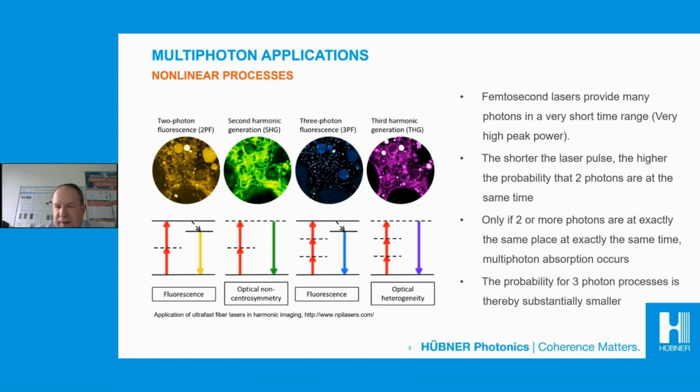Which means the probability increases if you have a shorter pulse duration. And only if you have the photons at exactly the same time, at the same space, you get the multiphoton absorption. You can directly imagine that the probability goes down for a three-photon process.